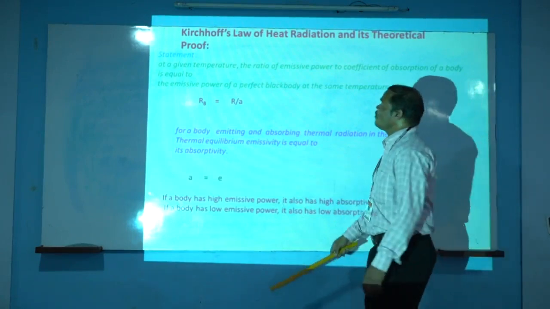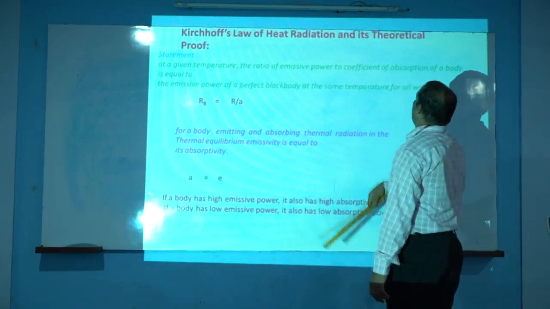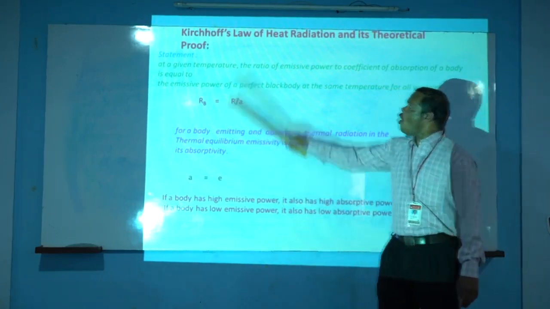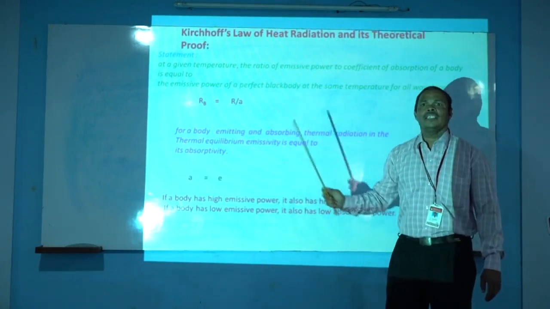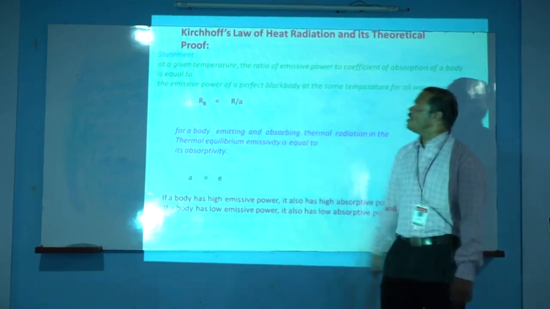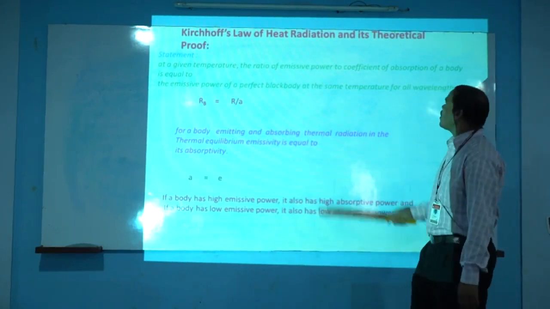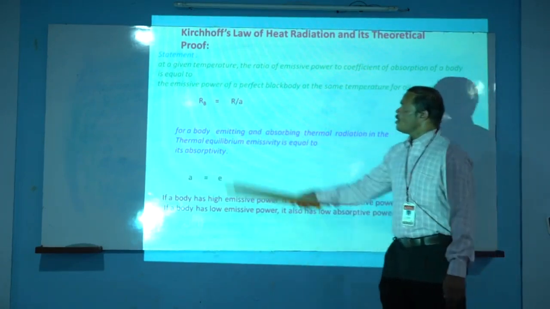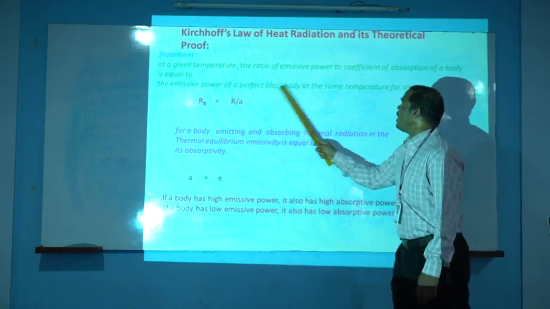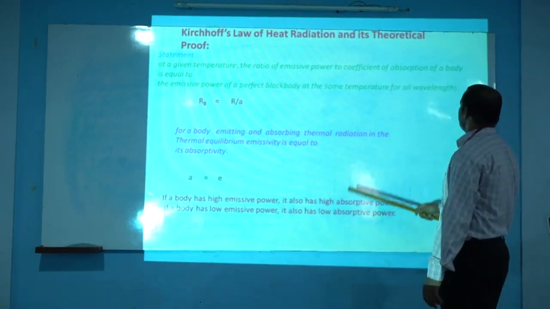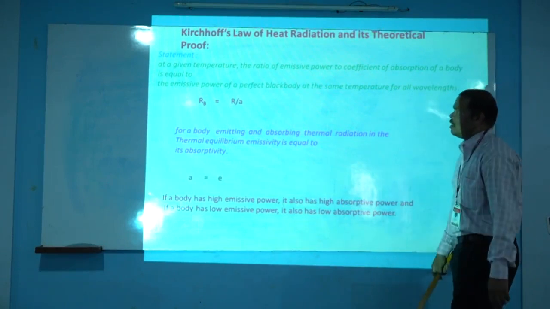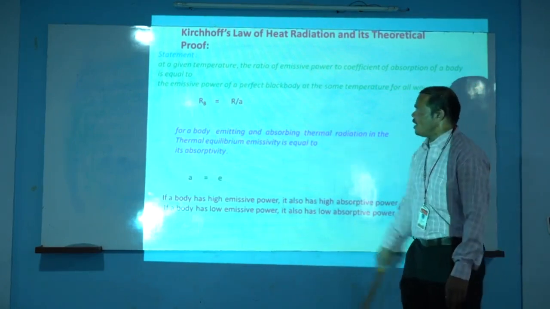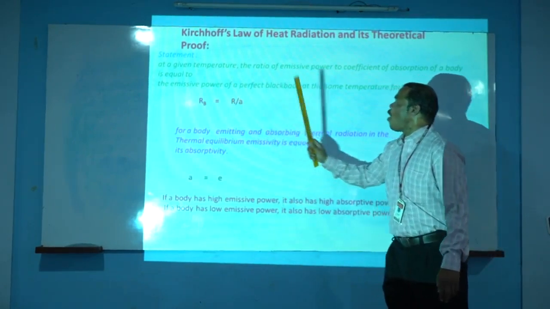Then we discuss the next article, that is Kirchhoff's law of heat radiation and its theoretical proof. Firstly, the statement of Kirchhoff's law of heat radiation. It states that at a given temperature, the ratio of emissive power to the coefficient of absorption of a body is equal to the emissive power of a perfectly black body at the same temperature for all wavelengths. That is, according to the statement, Rb is equal to R upon a.